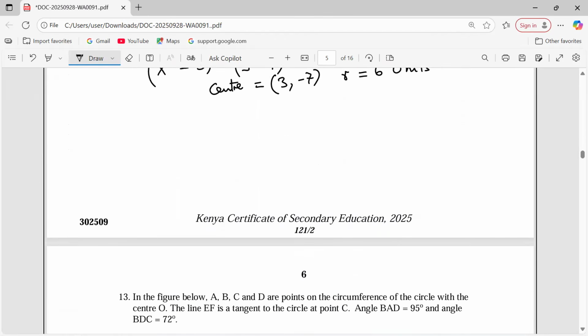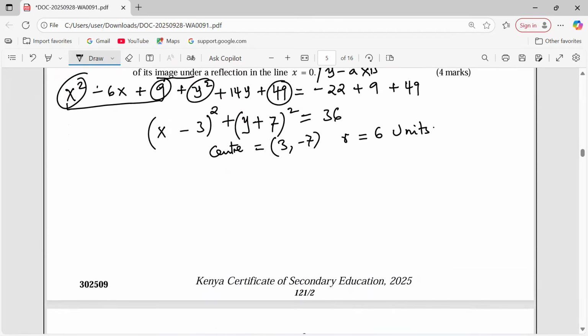Look at this. I want to sketch it and make it very simple for you. Look at it this way. We have a circle here with center (3, -7), 3 units from the y-axis. So we are reflecting along the y-axis, this one. That's where we are reflecting.